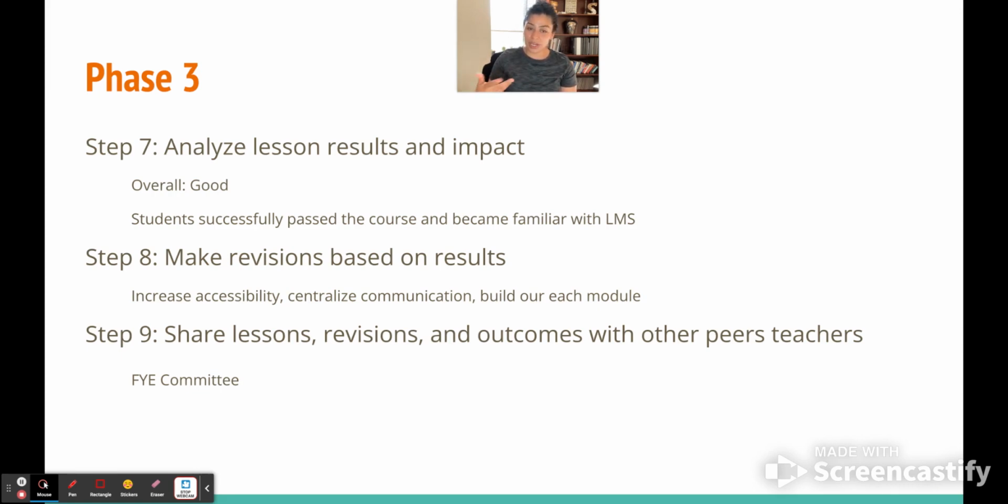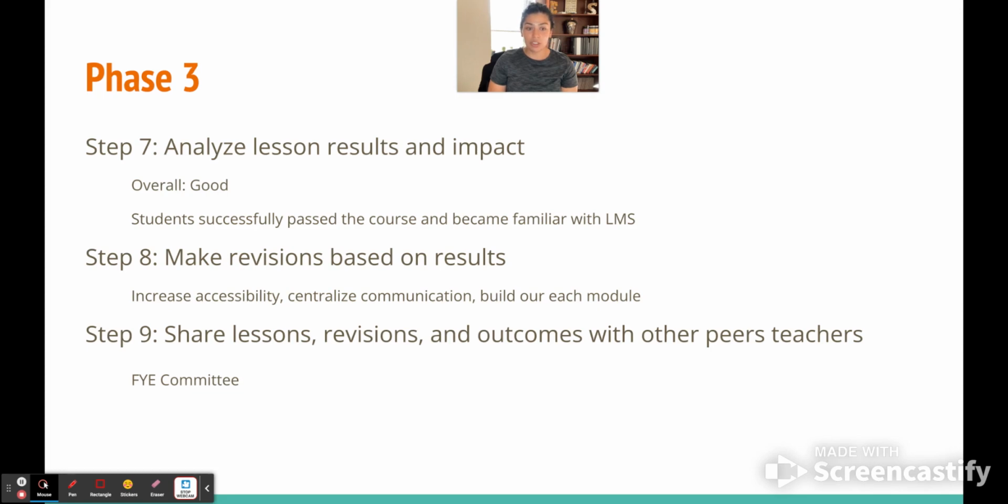So for us, we needed to make revisions in increasing accessibility, centralizing communication. Communication was a big deal, and building each module out to where students could have instructions. Canvas was kind of just made as here are the documents, you click on the documents, but we really didn't provide any instruction for them. So make sure that you make revisions so that it can be better than the first time.